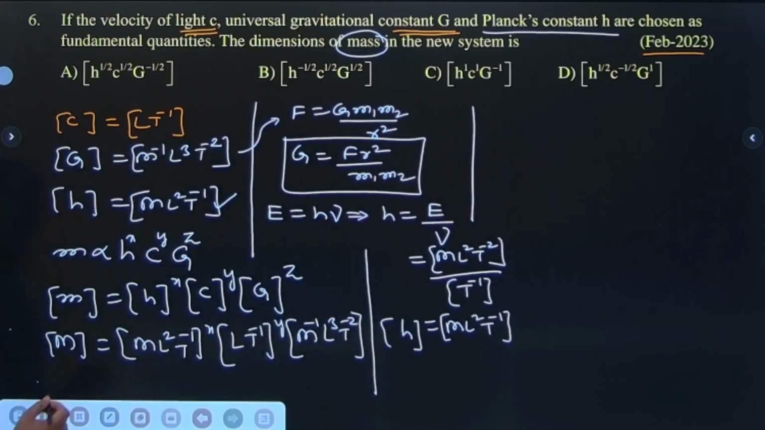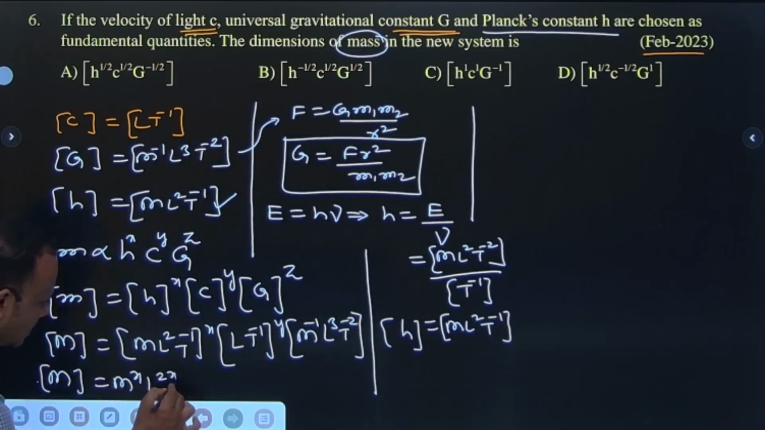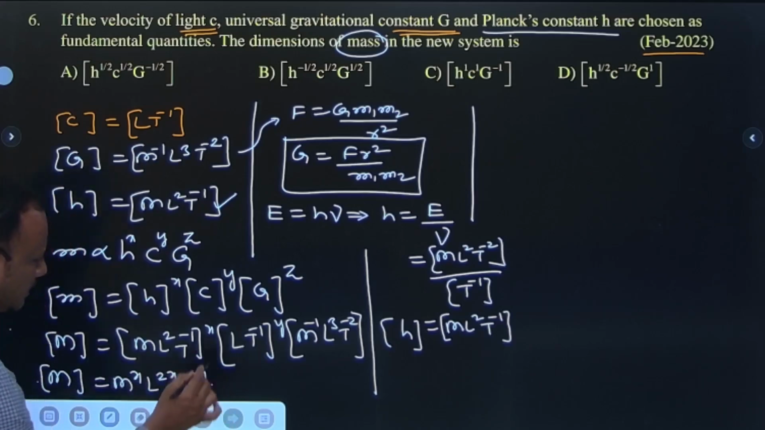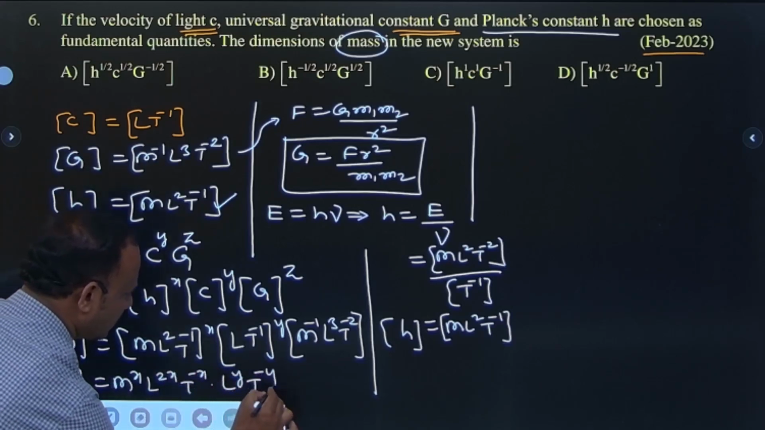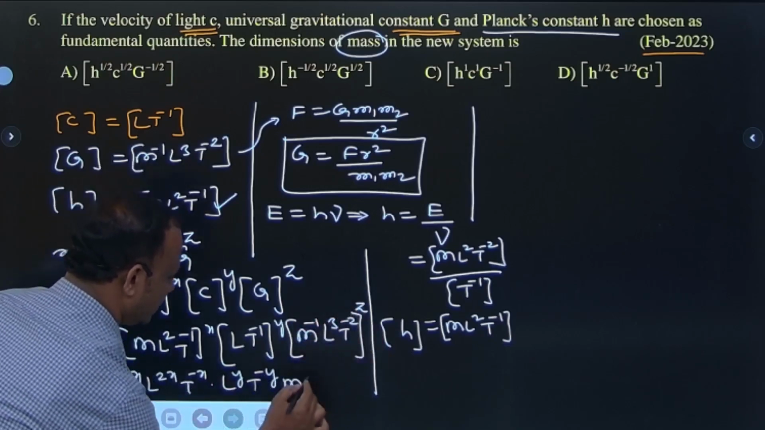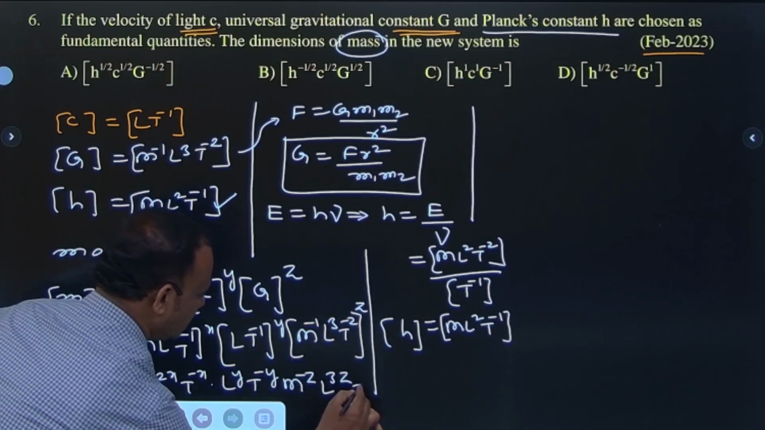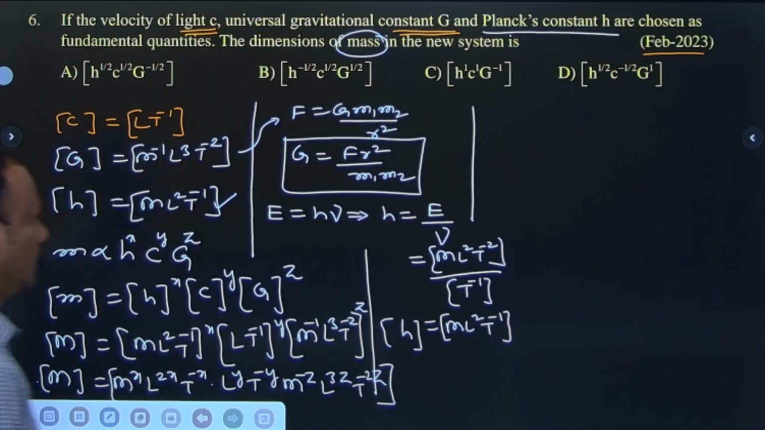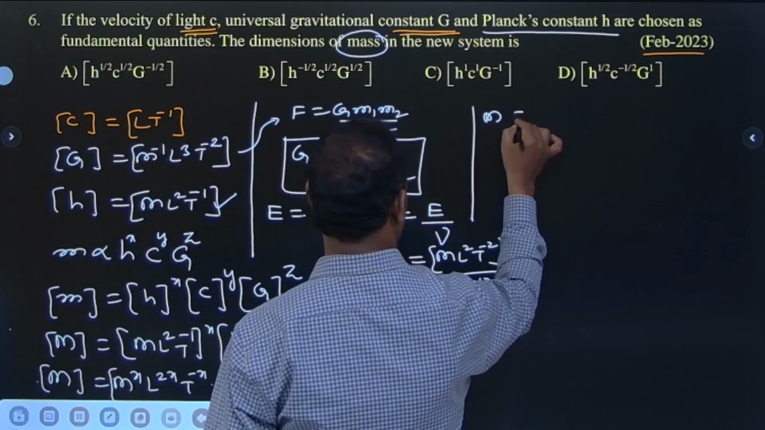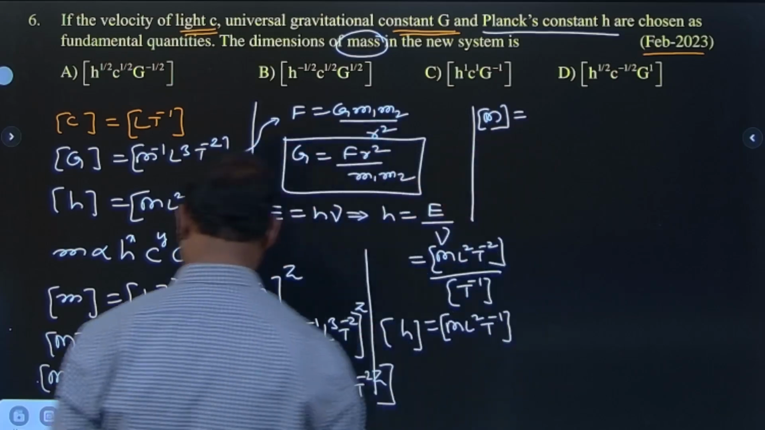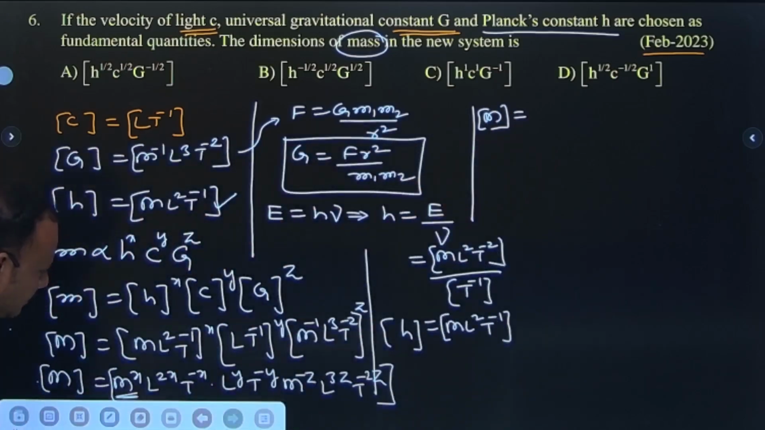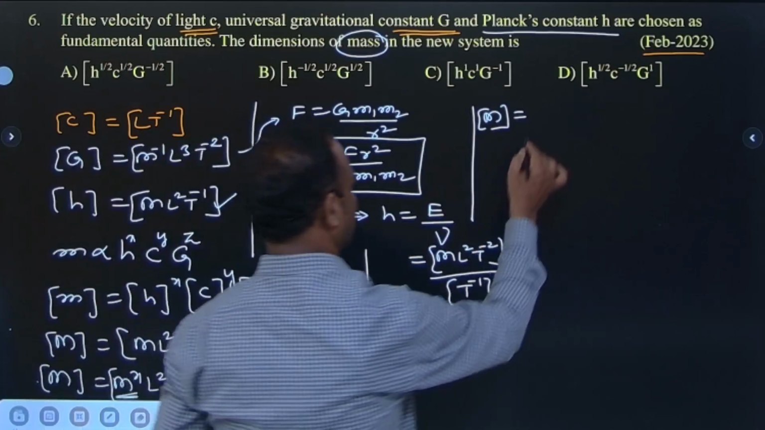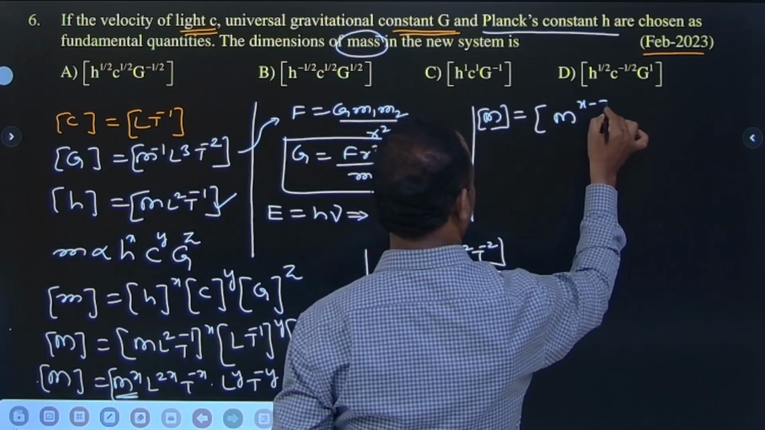First, before this, just expand it. M is equal to M to the power of X, L power 2X, T power minus X, into L to the power of Y, T power minus Y, M power minus Z, L power 3Z, T power minus 2Z. Okay, that is the relation. Now we can write the dimension formula of M is equal to M power X minus Z.